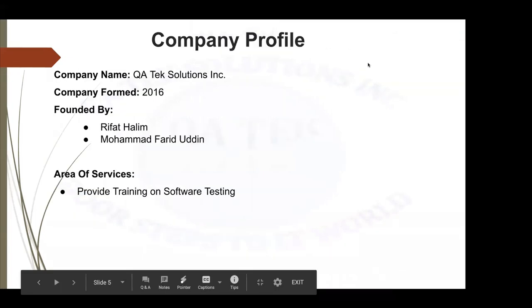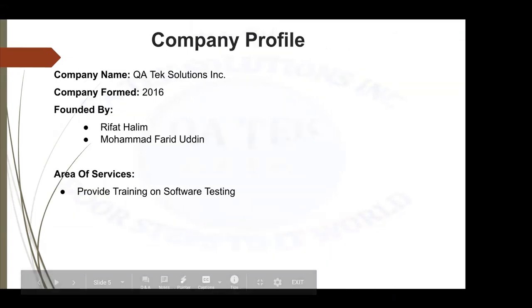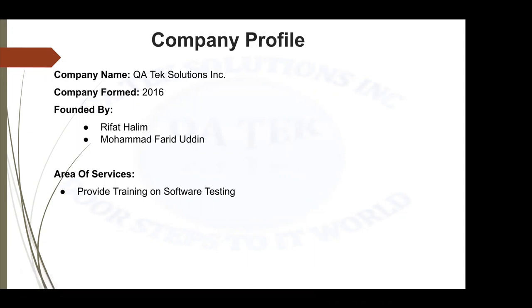All right, so let's talk a little bit about our company profile. As all of you know, our company name is QA Tek Solutions. This company was formed in 2016. My friend and I formed this company with the idea of providing training on software testing. Our ultimate goal was to help people who don't have an IT background.